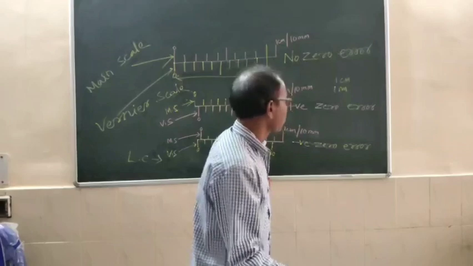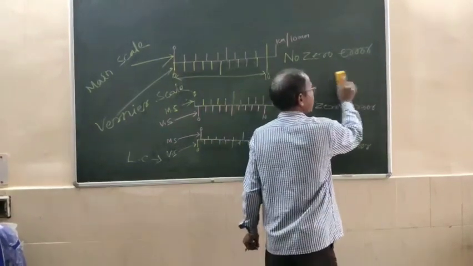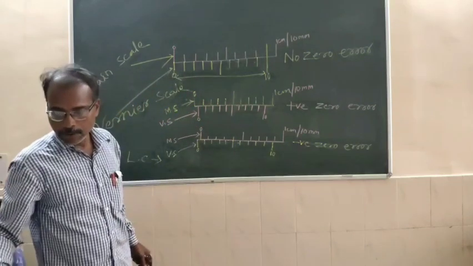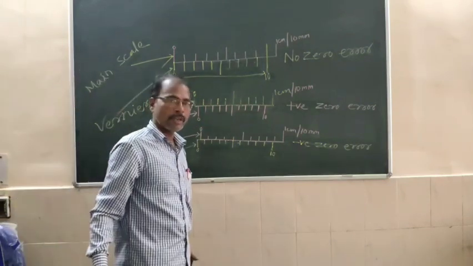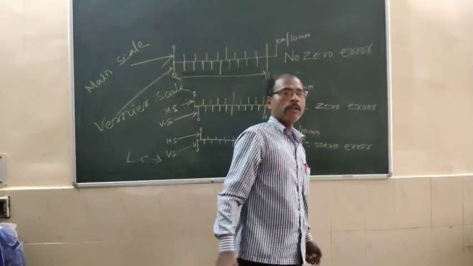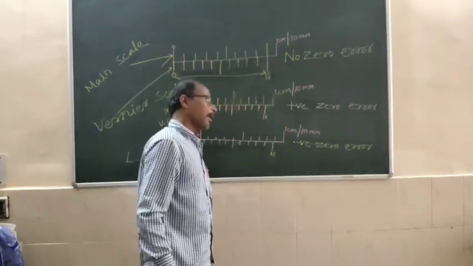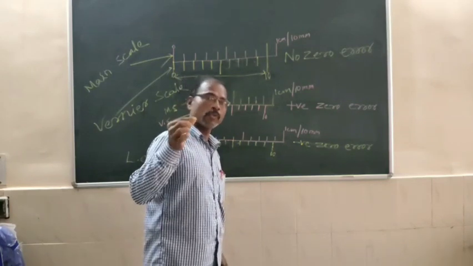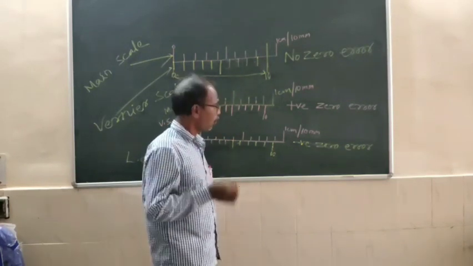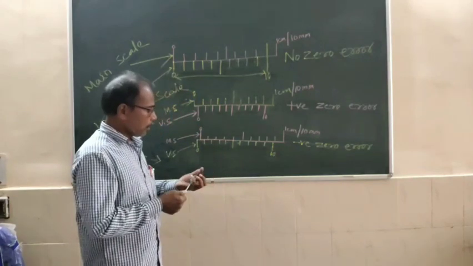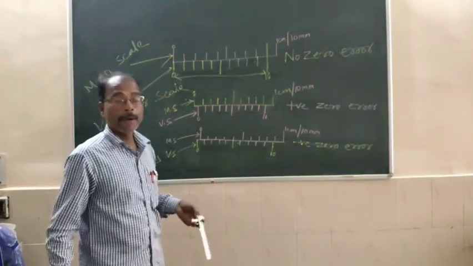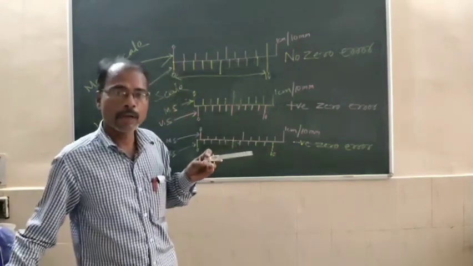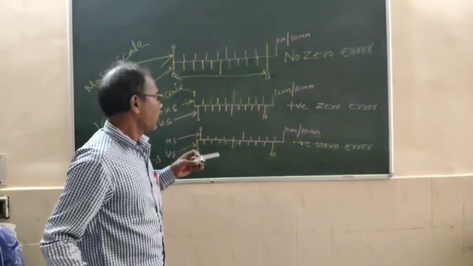Every instrument which is used for measuring liquid, solid or gases has a minimum, smallest value, and that is called the least count. Now we find out the least count of a vernier scale.